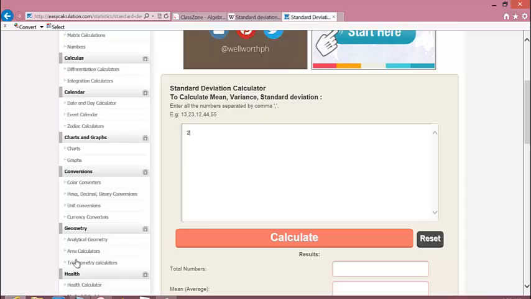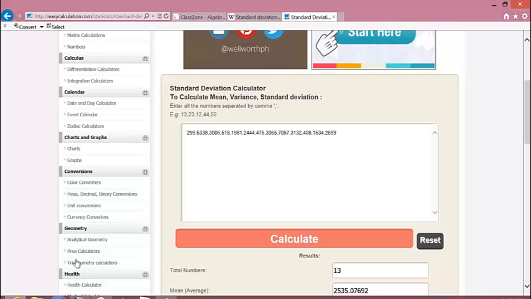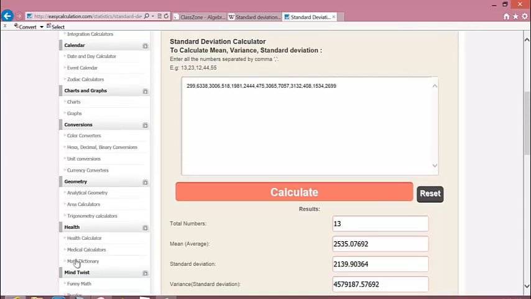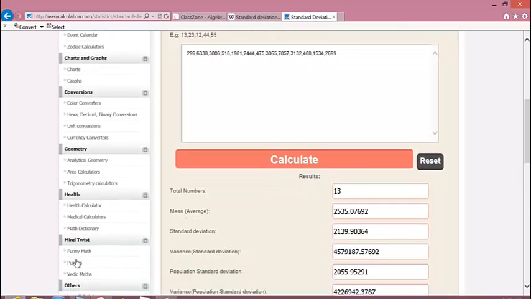So 299, comma 6338, 1534, 2699. Okay, so I've entered all of my data. I'm now going to calculate. I've got a total of 13 numbers. I have a mean, 2535.076, a standard deviation of 2139, and a variance of some huge number. Okay, so we don't need to worry about those other values at the bottom. There we go. Very simple and straightforward.